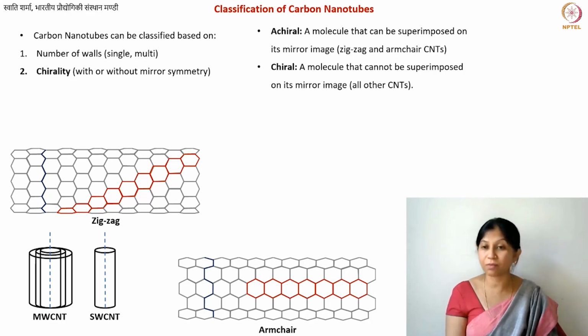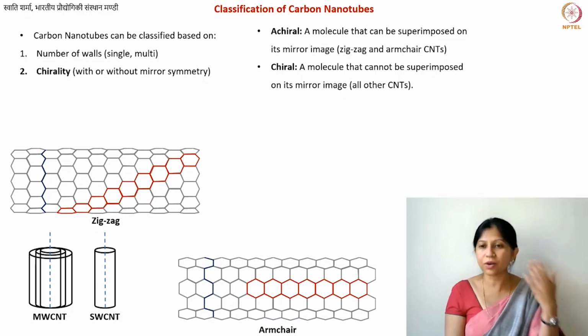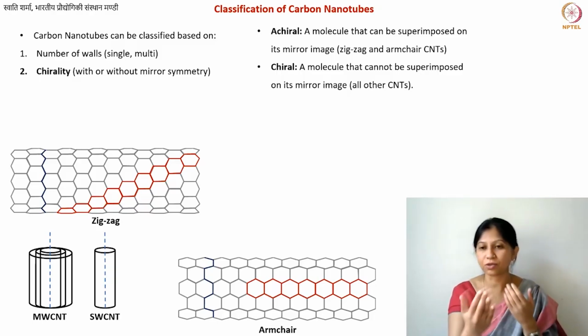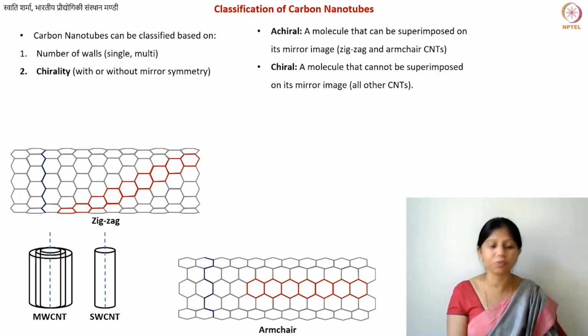So if you have the mirror image, you can imagine that for the zigzag type of carbon nanotubes, you can superimpose it on its mirror image, and that is why it is known as achiral. And for the others, when it is a mixture, it's difficult. The left will look right in the mirror, and you cannot superimpose it.